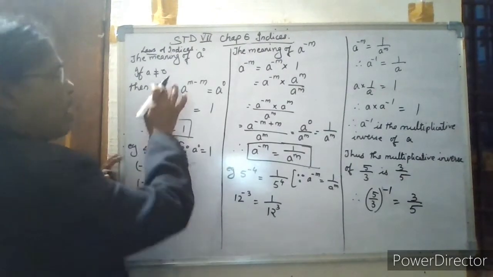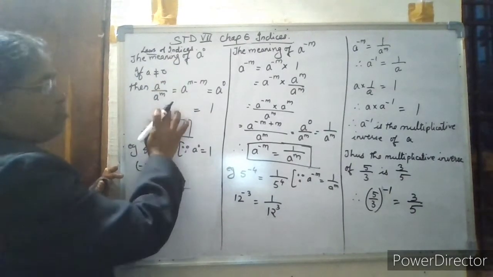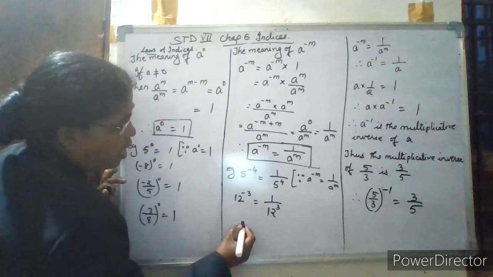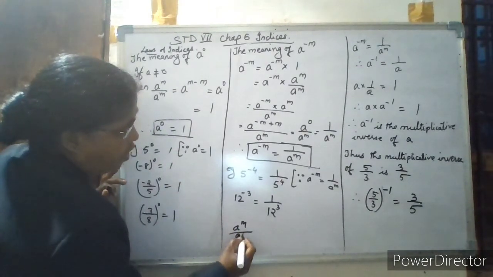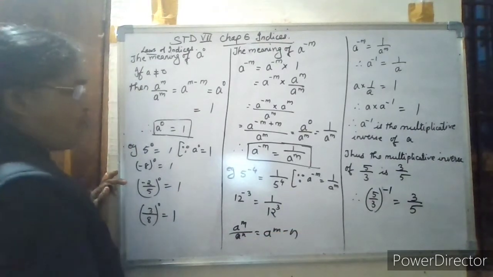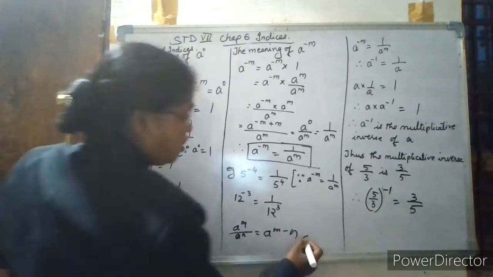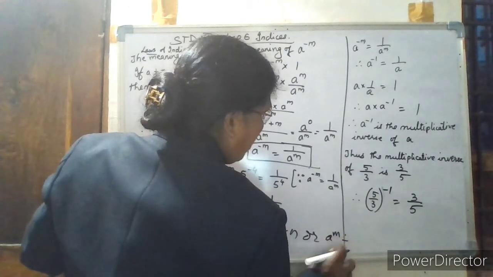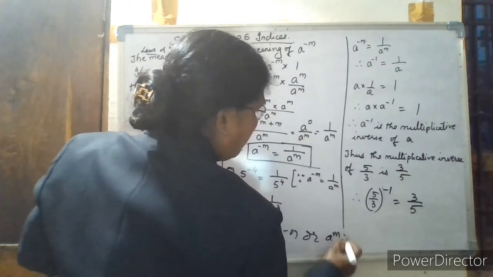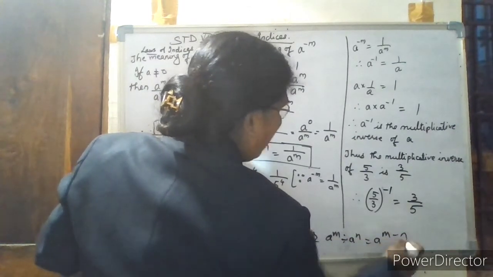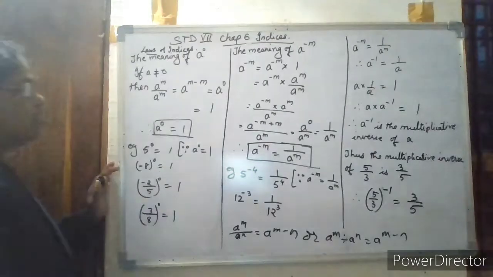This is like division of indices. In division of indices, we have learned what? a raised to m upon a raised to n is equal to a raised to m minus n. Or we can say that a raised to m divided by a raised to n is equal to a raised to m minus n. In this form we have learnt division.